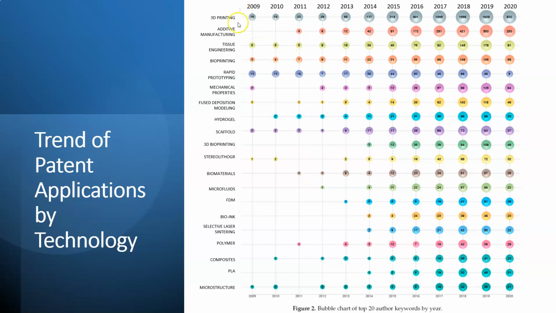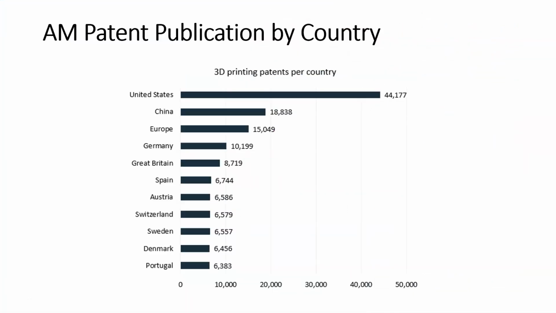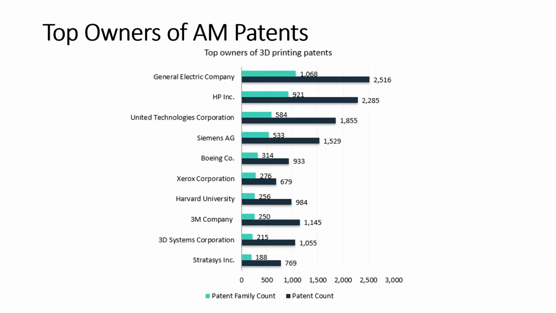But this is a chart that basically is showing the variety of technologies that are being applied to the 3D printing patent class. Now, just looking further at some of the trends with patents, the United States has a sizable lead in the number of 3D printing patents per country. Okay, China is second with less than half of the number of patents that we see in the United States. Europe is less than China, so on and so forth. Okay. And then if we get into the owners of the additive manufacturing patents, these are the companies, right?